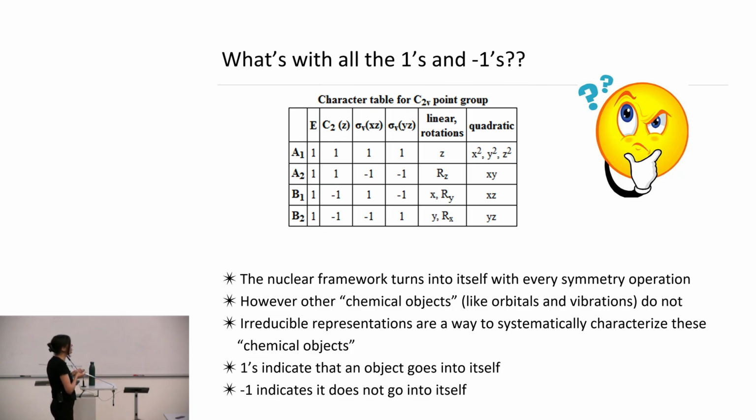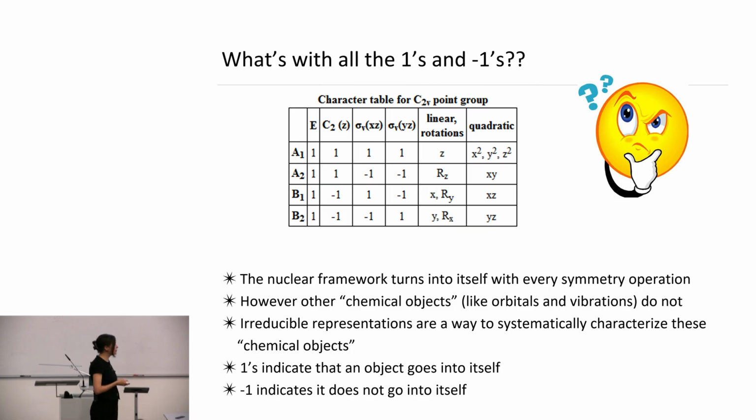And importantly, for your vibrational spectroscopy symposium, these irreducible representations actually correspond to normal modes. They correspond to what is or isn't allowed in different kinds of vibrational spectroscopy like IR and Raman. And so basically our irreps are the way we actually systematically characterize these chemical objects. And if you see a 1 here, it means that whatever that chemical object is, or whatever my coordinate is, it goes into itself with that given symmetry operation, so it stays the same, or it goes into minus itself, meaning it doesn't stay the same, right?